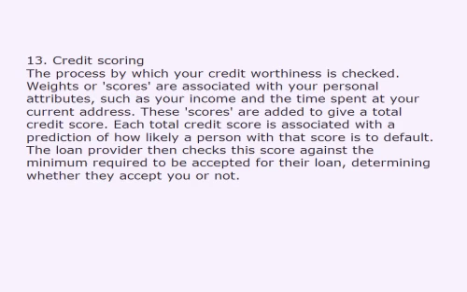13. Credit scoring. The process by which your creditworthiness is checked. Weights or scores are associated with your personal attributes, such as your income and the time spent at your current address. These scores are added to give a total credit score. Each total credit score is associated with a prediction of how likely a person with that score is to default. The loan provider then checks the score against the minimum required to be accepted for their loan, determining whether they accept you or not.